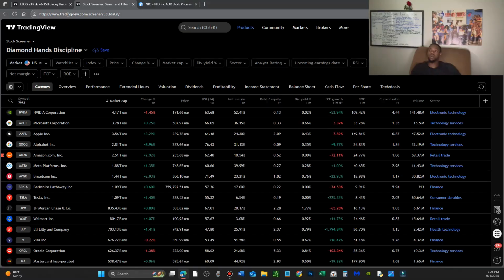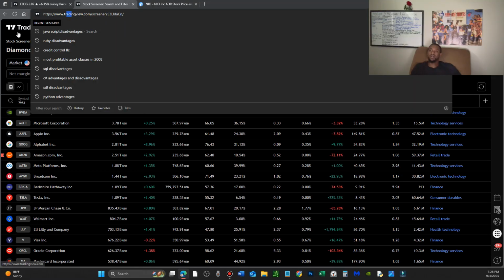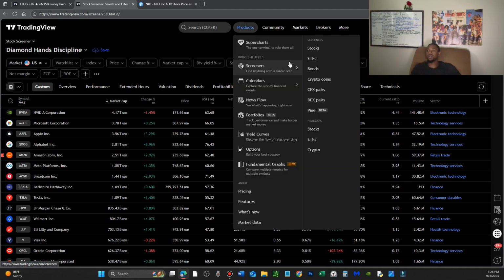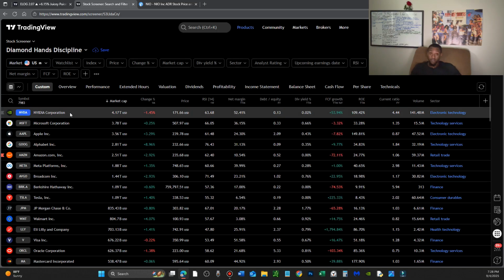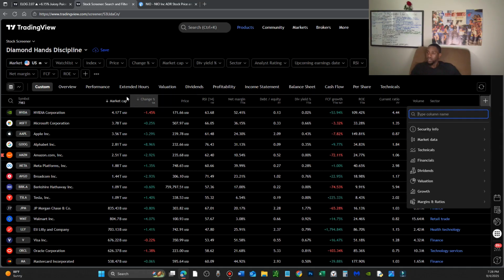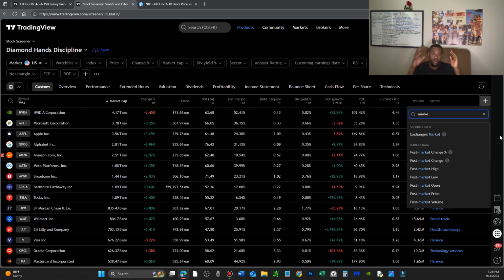First thing first, you wanna go to Tradingview or download that. Use the browser. The app can't do this on your phone. Go to the browser, get a tablet, get a laptop, go to the browser, go to screeners and hit stocks. First thing first is you wanna add all of these tabs right here, right? Click this add button, you see market cap. Market cap is important. I'm gonna put all these on the screen.